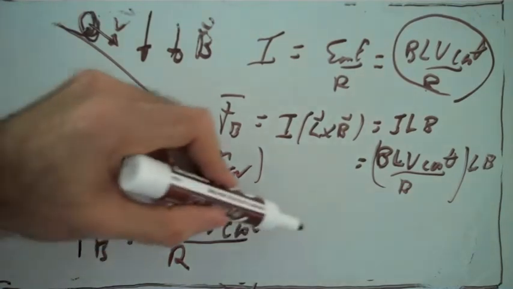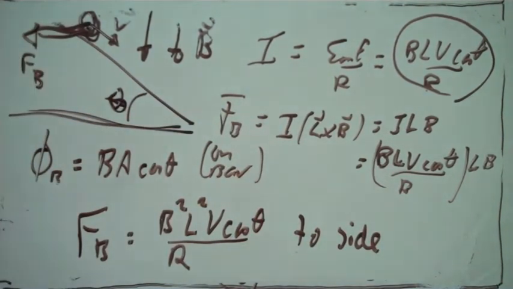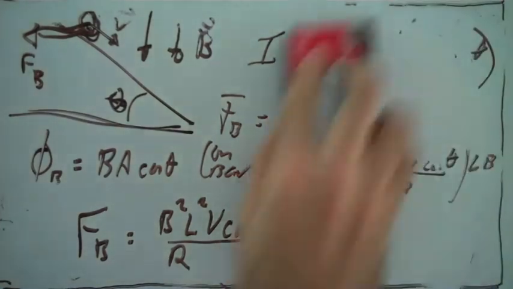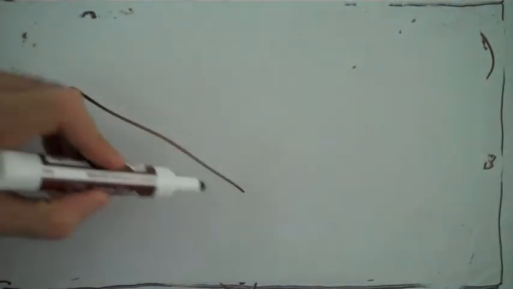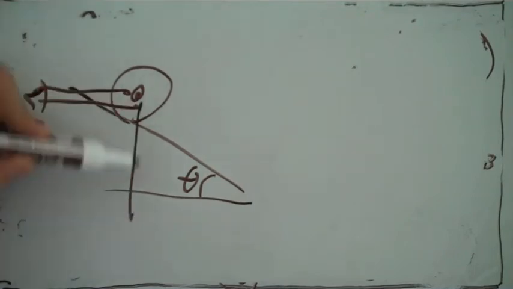So now let's look at how these forces act. This force is acting to the right, and also we have the force of gravity acting on the wire. So the wire feels this magnetic force completely to the right. Let's look at how it would be. Here's the magnetic force, here's the force of gravity.